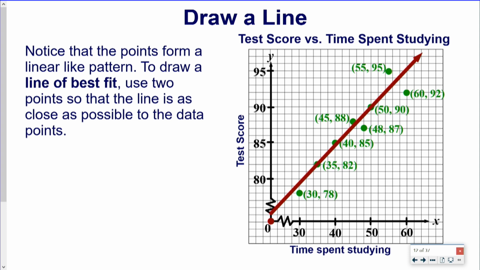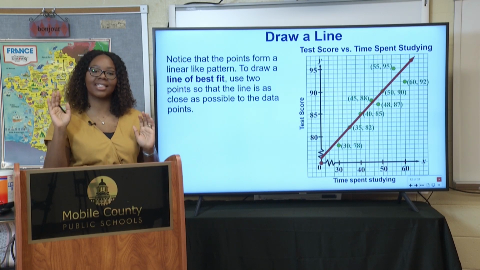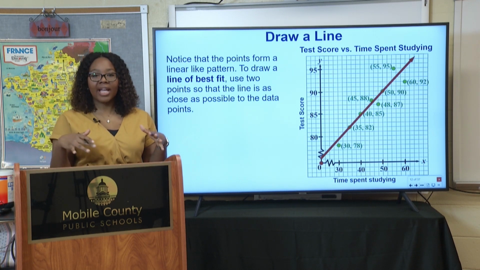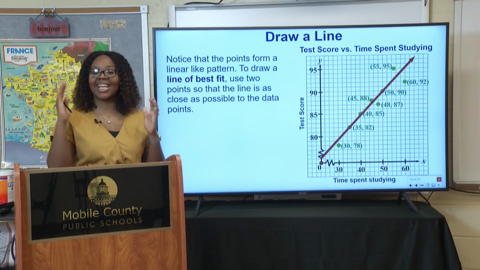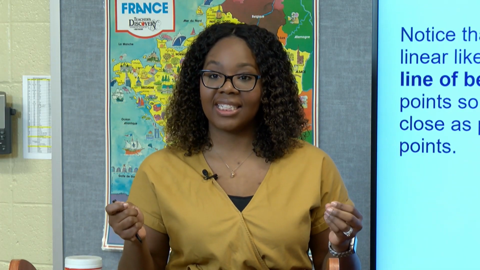So let's look at drawing this line of best fit, looking at test scores versus time spent. If you can remember, when we plotted the data, it gave us a linear-like nature, and it was positive. However, we could not draw a straight line to connect all the dots. So instead of trying to draw a straight line to connect all the dots, we're going to create a line of best fit. And just like with clothing, we just want the line to fit the data.